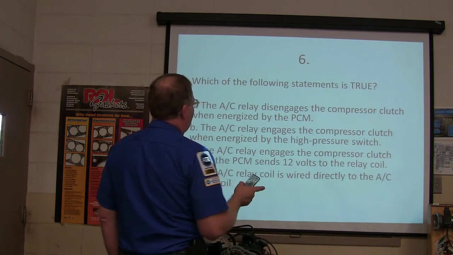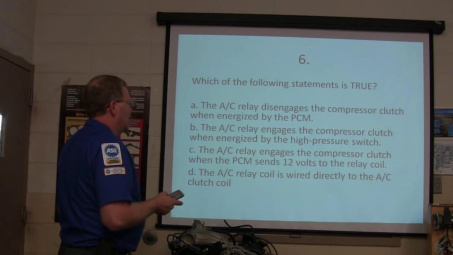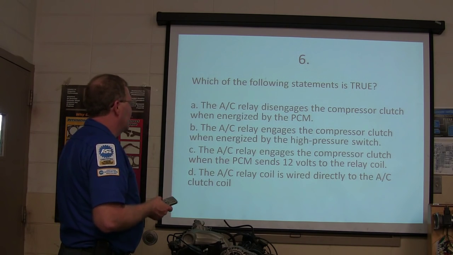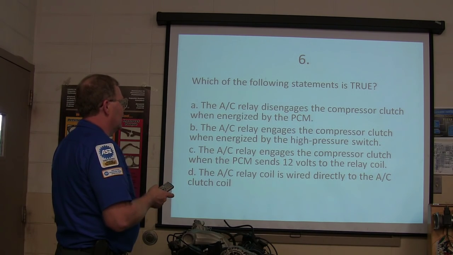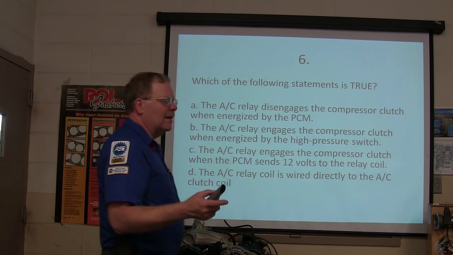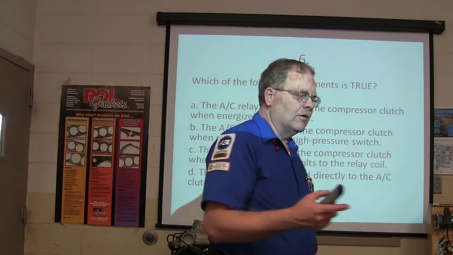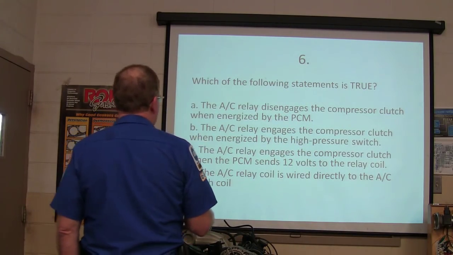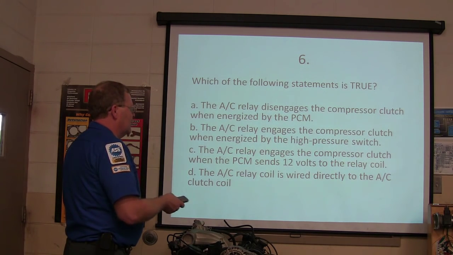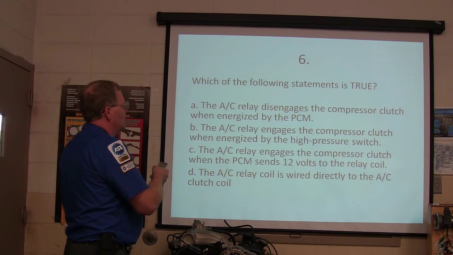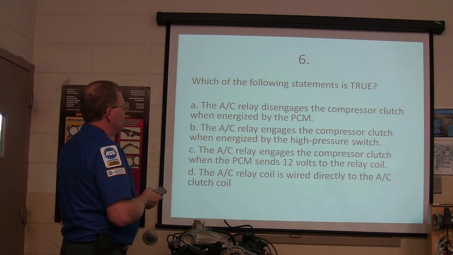The AC relay engages the compressor clutch when energized by the high pressure switch. Well, that's not true either. The AC relay engages the compressor clutch when the PCM sends 12 volts to the relay coil. Typically, the PCM will ground the relay coil, it won't send 12 volts to it. The AC relay coil is wired directly to the AC clutch coil. No, the relay coil is not wired to the clutch coil. So, which one of those is right?